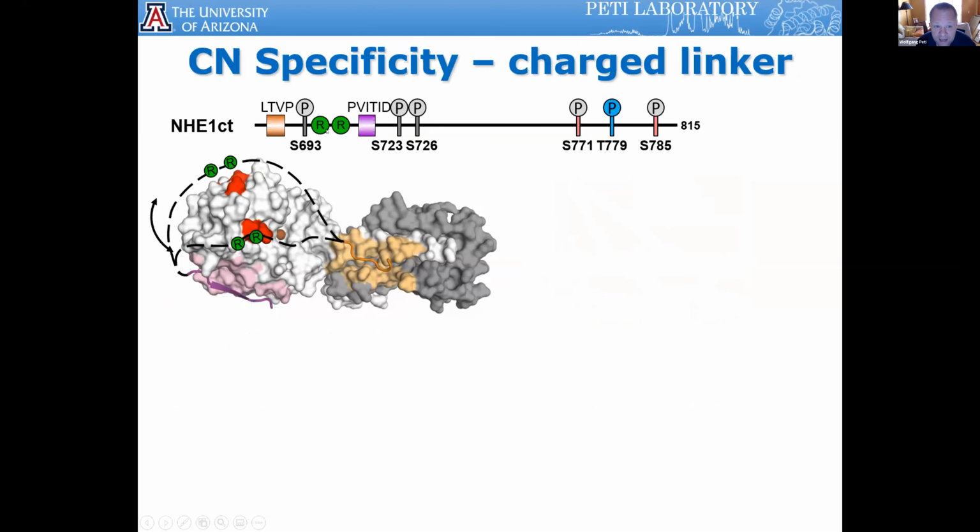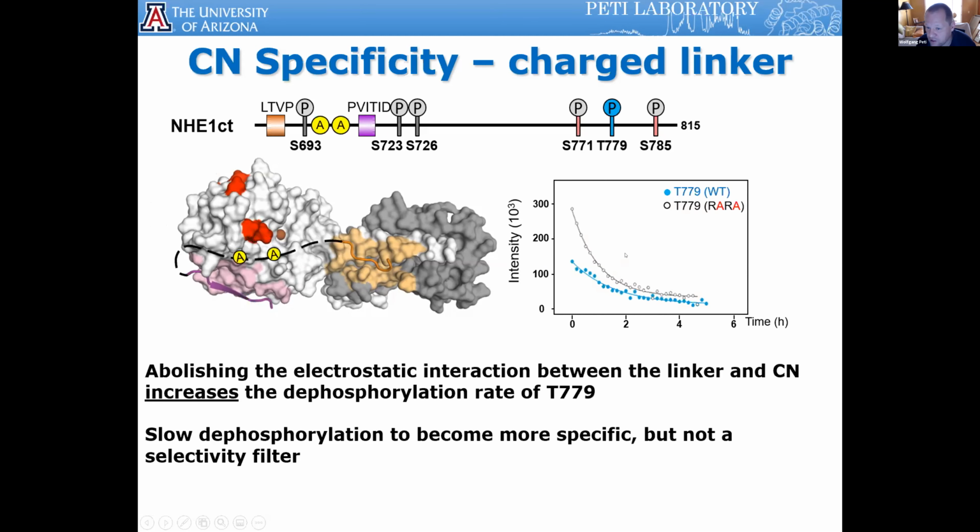Again, let's go back to this charge interaction that I showed you. How important is that? Let's do the dephosphorylation reactions, once with the wild type protein and once with the AA protein. Look for the difference here. And indeed, the AA protein has a faster dephosphorylation rate, meaning that there's better access to the active site. It's clear.